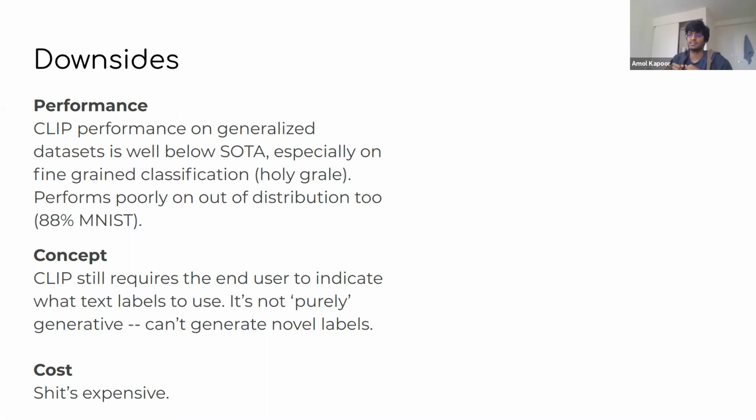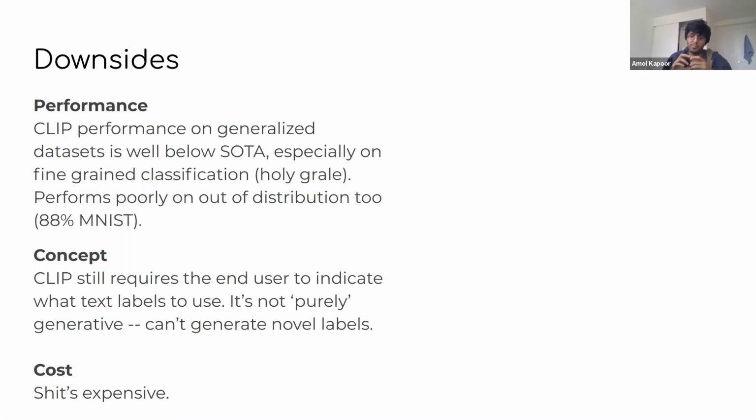A really good example of this is the MNIST data set. It didn't see a lot of handwritten images during training, so it only got 88% on MNIST, which is frankly abysmally low when you think about the state of modern machine learning. Okay, so those are the performance problems.